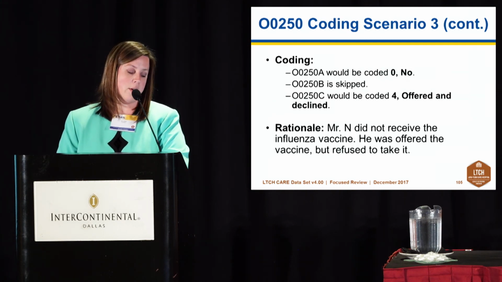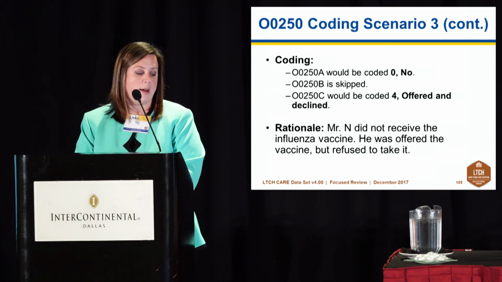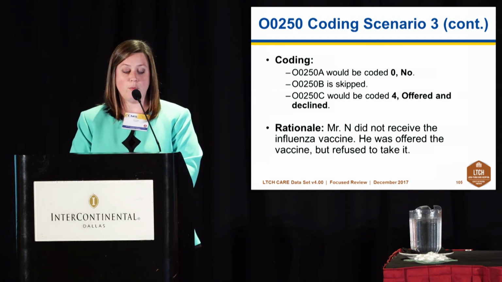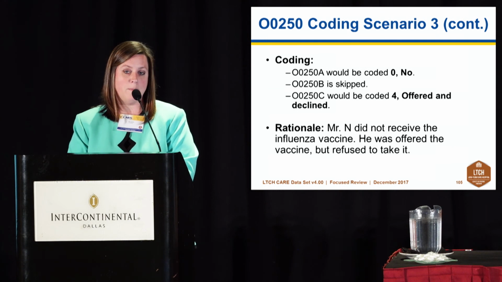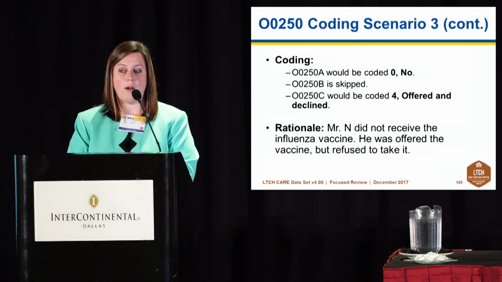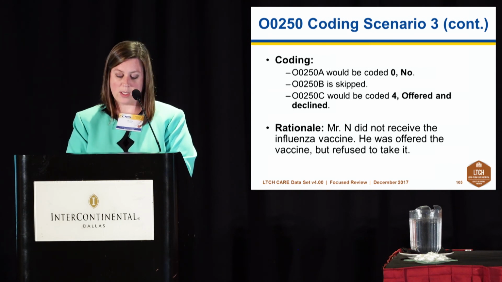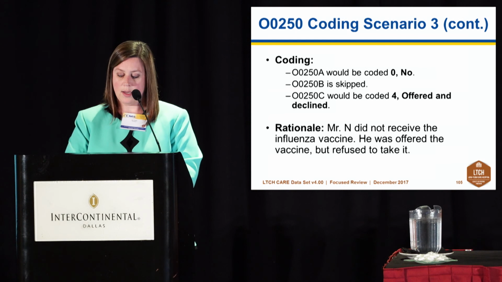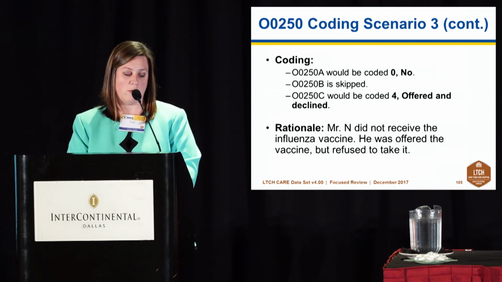So in this coding scenario, we would code B0250A as 0, no, it was not received in the facility. We would skip B0250B, and then we would move on to B0250C, and we would code it as 4, offered and declined, as we did make the offer, but he refused it, and we should have good documentation of those refusals as well.